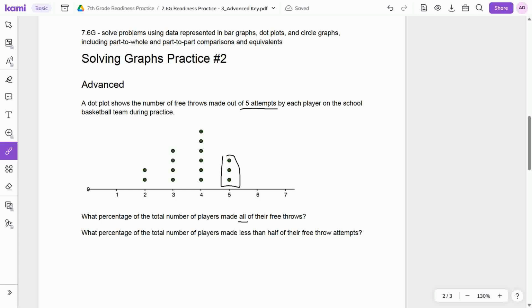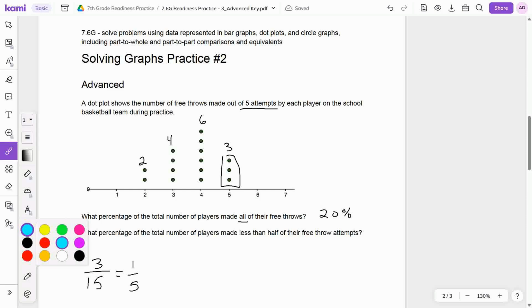So it's going to be 3 out of, let's see, I've got 3, I've got 6, I've got 4, I've got 2. So that's 15. So 3 out of 15. That is going to be 1 out of 5. And so that's going to be 20%. All right. We could put a circle around that.